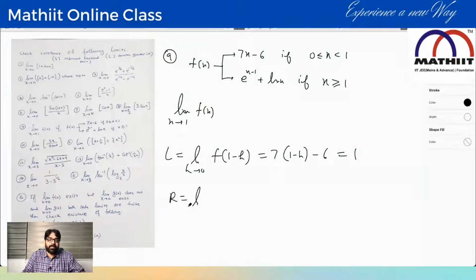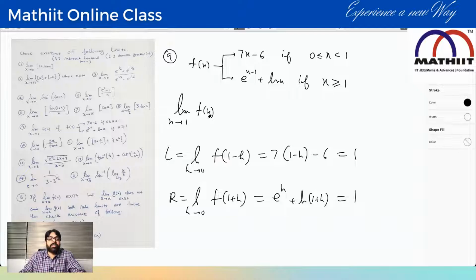Right hand limit, h approaches 0, f of (1 plus h). So that will be equal to what? 1 plus h is greater than 1, so it will be defined from here. So e power (1 plus h minus 1), that means e power h, plus ln(1 plus h). Determinate form, directly put h equal to 0: ln 1 becomes 0, e power 0 is 1, the value is 1. So these two are equal, which means the limit exists.